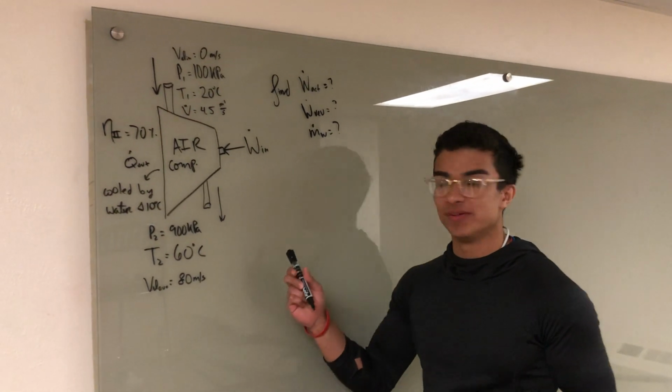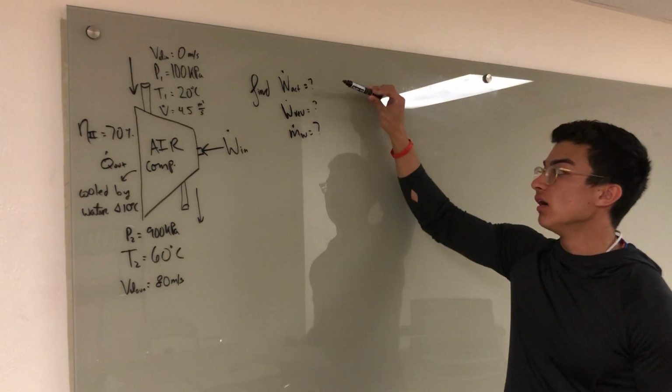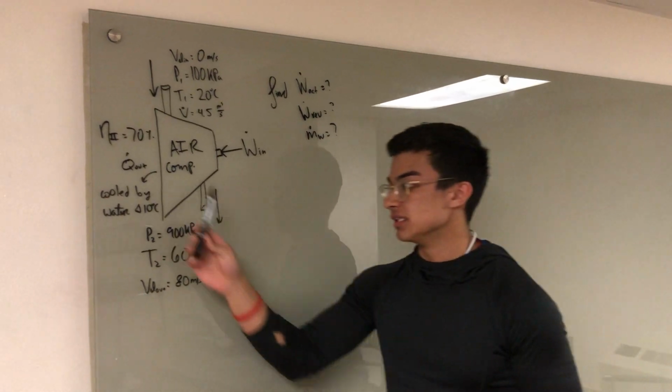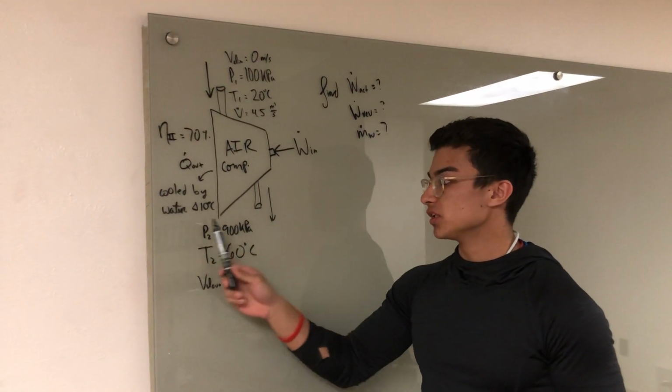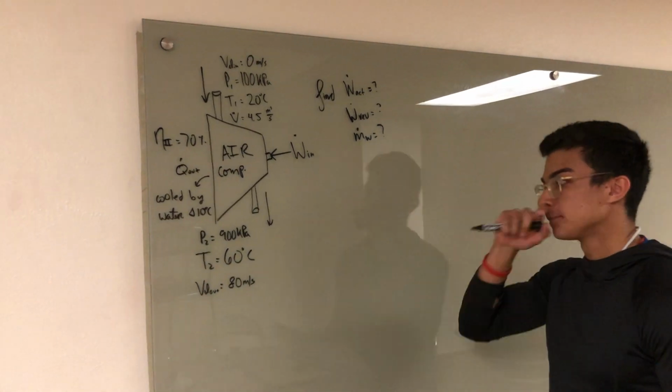So today we're going to be dealing with a compressor problem that deals with air, and we're asked to find our actual work, our reversible work, and the mass flow rate of the water. Because in the problem here, the compressor is going to be cooled by the water, which will have a change in temperature of 10 degrees Celsius.